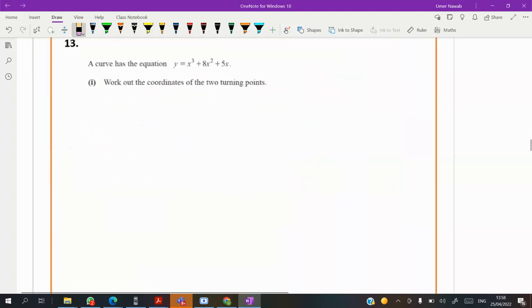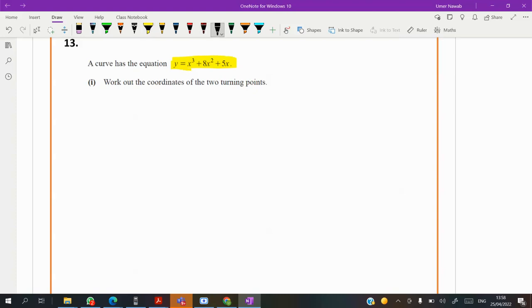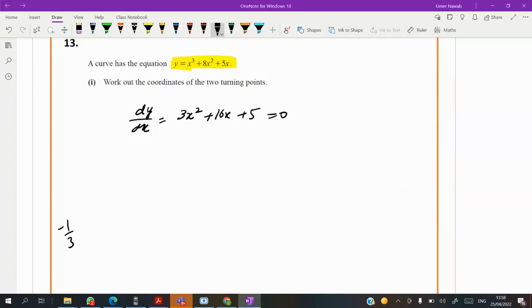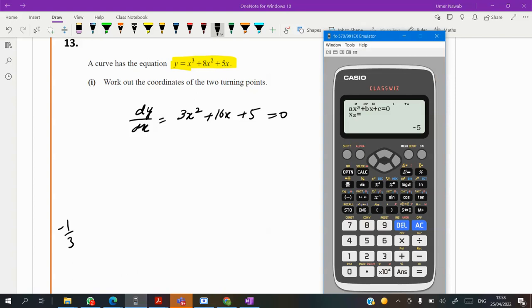Now, question number 13, maybe the last one now. So we want to find a turning point. So dy by dx, 3x squared plus 16x plus 5, put it equal to 0. It is a quadratic equation. Go to the equation mode, polynomials, degree 2, enter 3, enter 16, enter 5. What are the two answers? Minus 1 over 3 and minus 5.